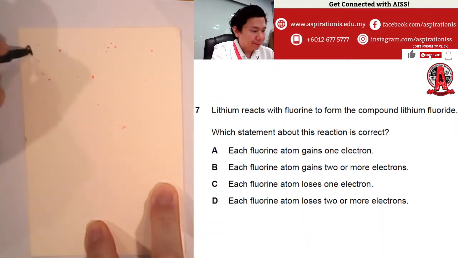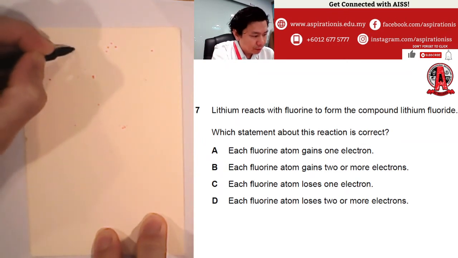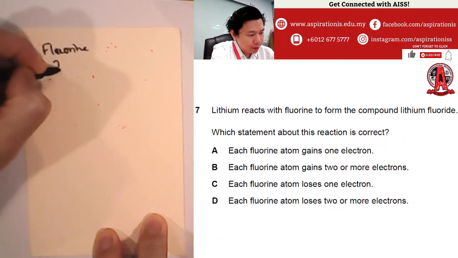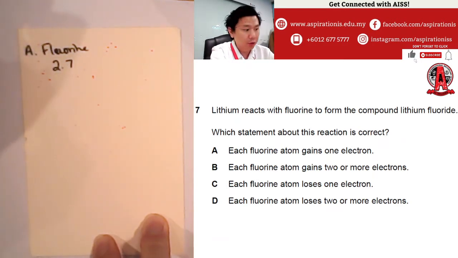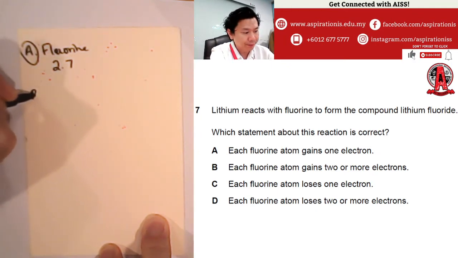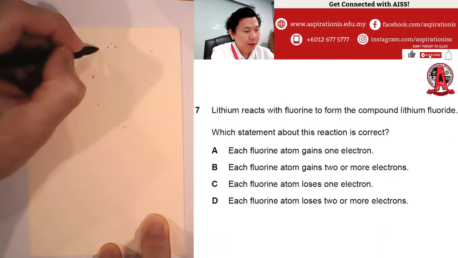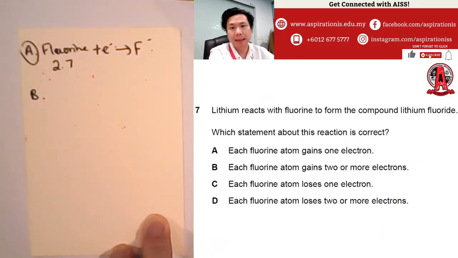Let's look at A. So, fluorine. You know that fluorine is 2.7, so it's going to gain 1 electron. So A sounds like a right answer. B. Yep, it's only going to get 1 electron and you're going to get F minus.